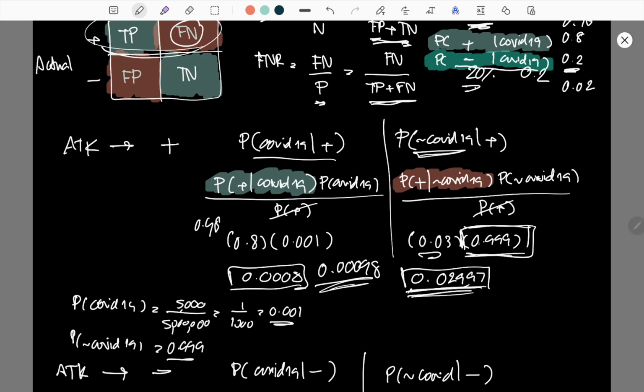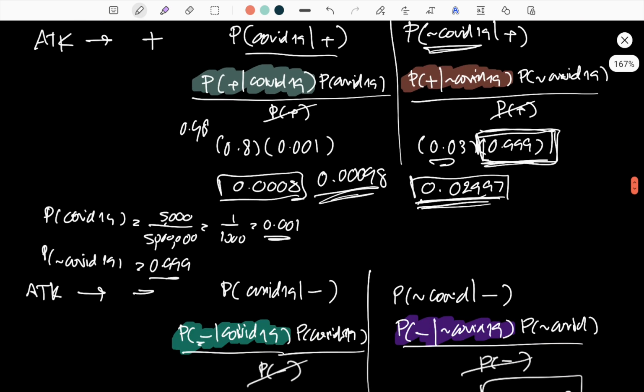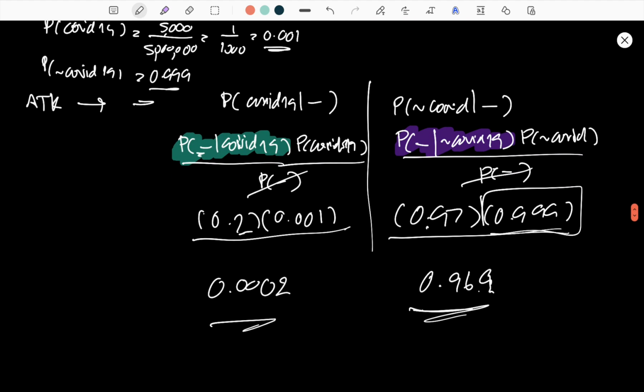So because this value is very high, you have the prior knowledge that, okay, the probability of catching COVID-19 is only 0.001. There's 1 in 1,000. So if the ATK result is returned positive, you can still think that, okay, it's not actual COVID-19. Okay, so I hope that you get the idea of how we can use the Bayes theorem. Okay, I hope that you enjoy this example.